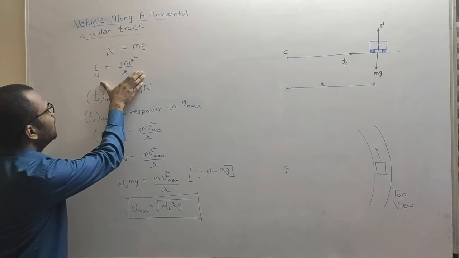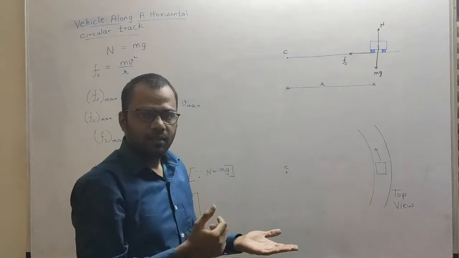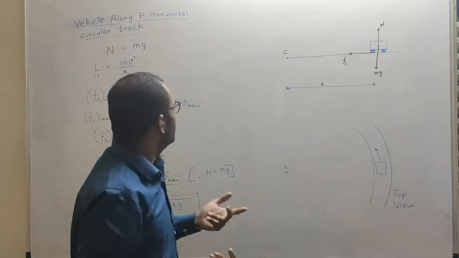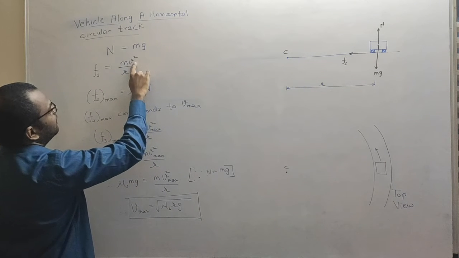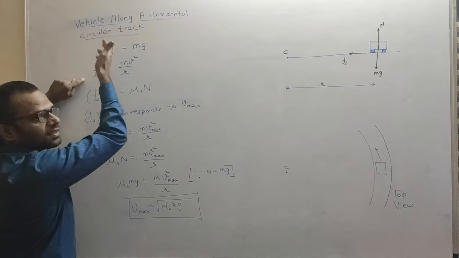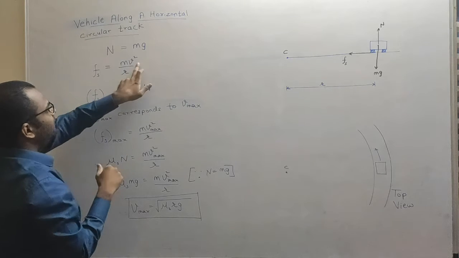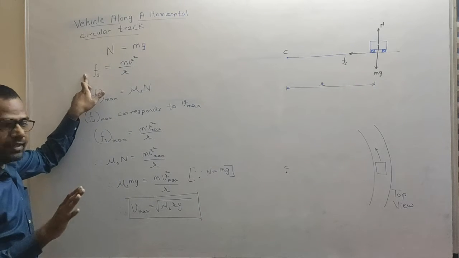Now look at this equation. The vehicle can have different speeds, right? A vehicle can go with a smaller speed, another vehicle can go with a larger speed. So if the velocity of the vehicle is greater, Fs should also be much greater. If velocity increases, Fs should also increase, right?